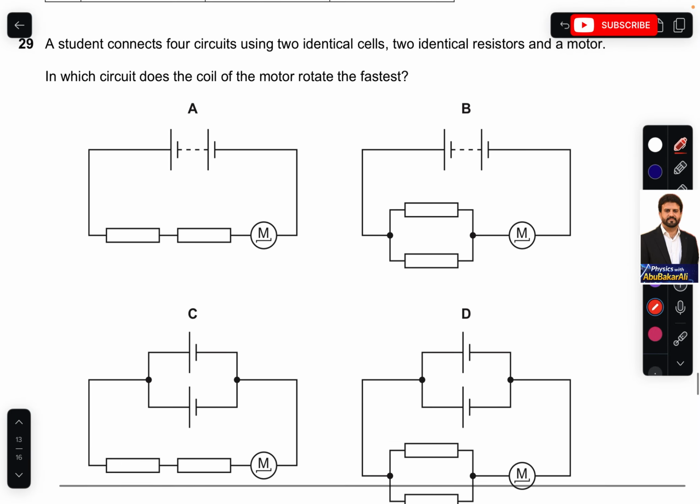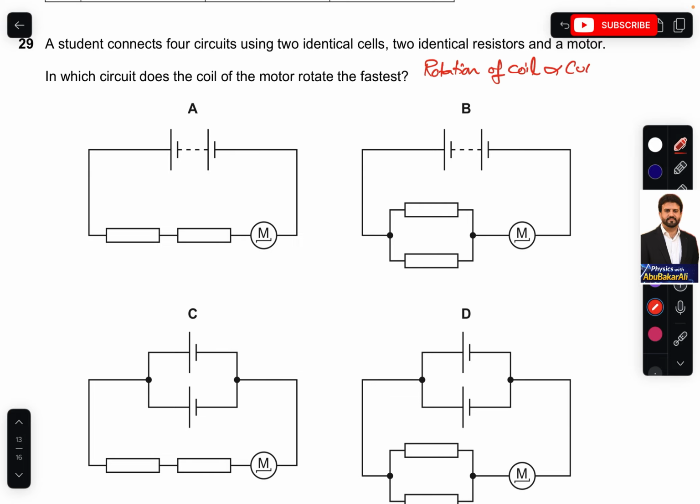Question 29. A student connects four circuits using two identical cells, two identical resistors and a motor. In which circuit does the coil of the motor rotate fastest? So the rotation of the coil is proportional to the current. For more current, I is inversely proportional to R total. So we need less total resistance. That happens in parallel.